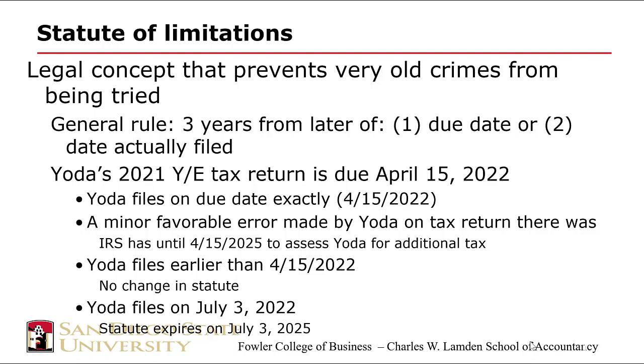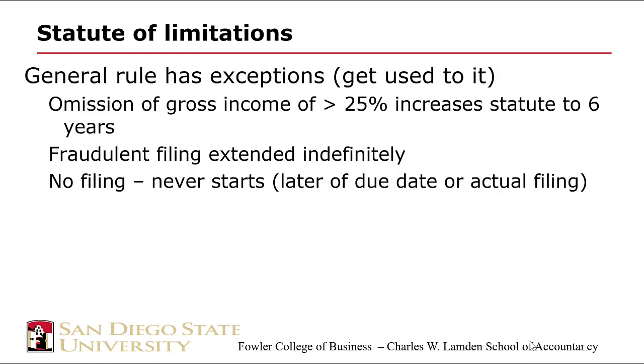The IRS has until April 15th of 2025, 3 years later, to assess Yoda. Once that's gone, except for some exceptions, the IRS cannot pursue additional tax against Yoda beyond that point. If he files earlier than the due date, there's still no change. The statute runs 3 years from the original filing date. If, on the other hand, he files after the due date, let's say July 3rd, then the statute starts running from the actual filing date, because that would be the later of the two dates.